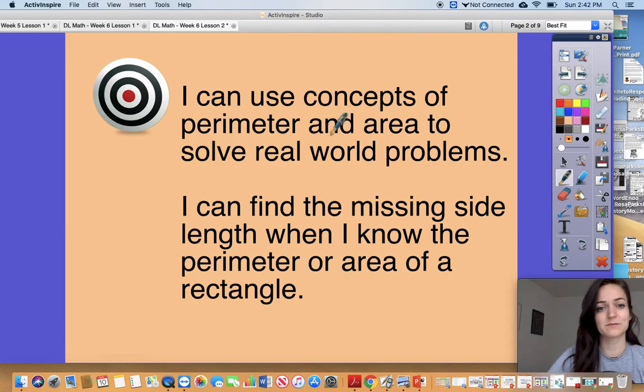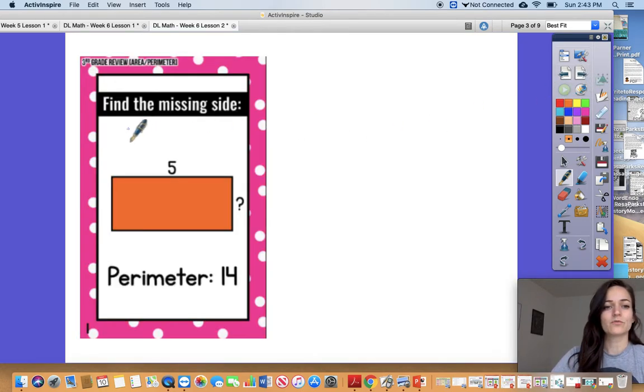We're going to continue practicing solving area and perimeter problems. I can use concepts of perimeter and area to solve real-world problems, so that'll be at the end of our lesson. I kind of flipped these. And then I can find the missing side length when I know the perimeter or the area of a rectangle. So we're going to practice with what we ended with in the last lesson. For this one, it says find the missing side. It gives us the perimeter, which is 14.